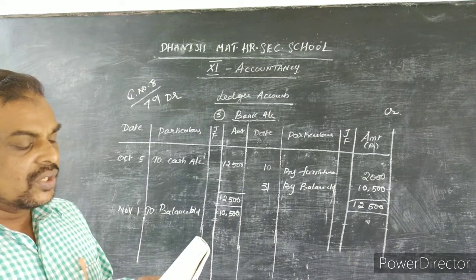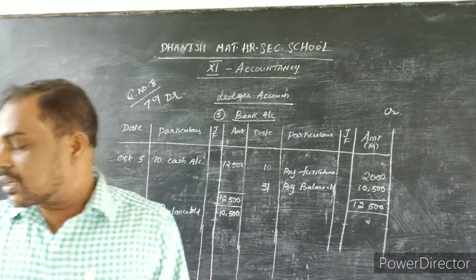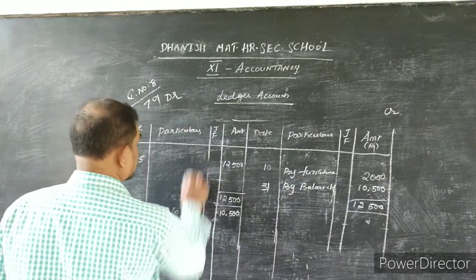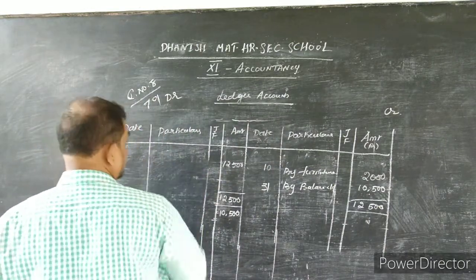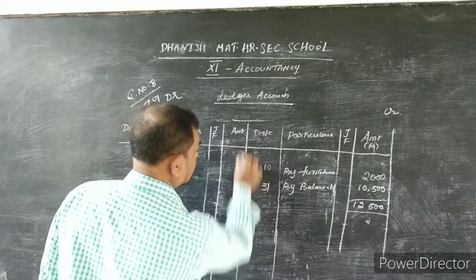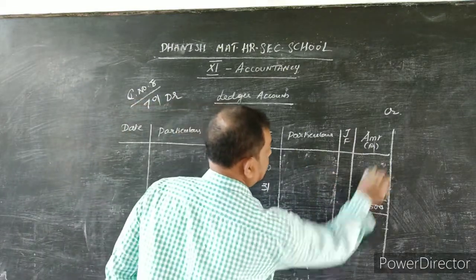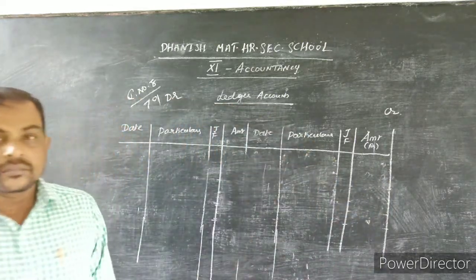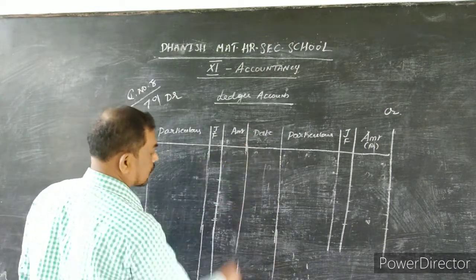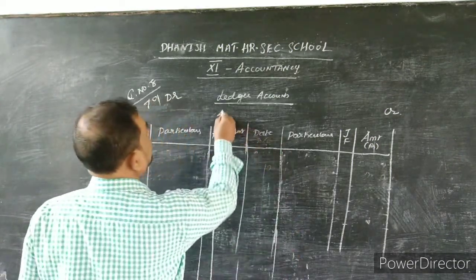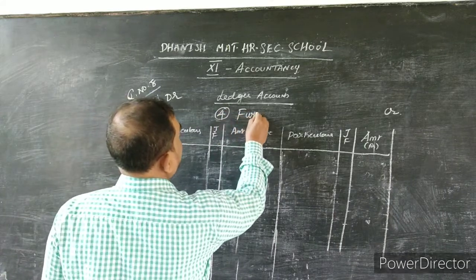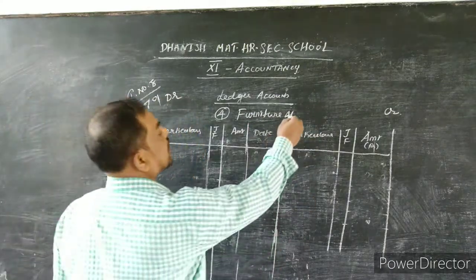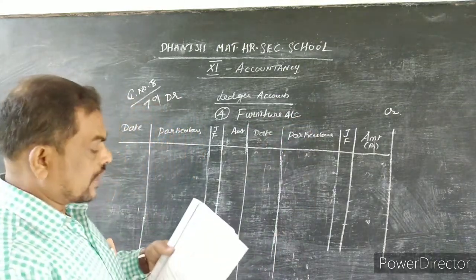Purchase of furniture to bank. So furniture is the fourth ledger. Okay, the fourth ledger is what? Furniture account. Now what is the journal entry? Furniture account debit to bank account.